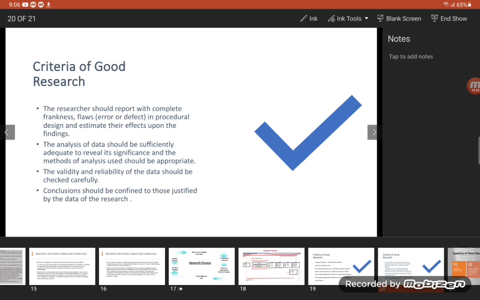Number seven, the validity and reliability of the data should be checked carefully. And finally, conclusions should be confined to those justified by the data of the research. These 8 criteria show that your research is good research.